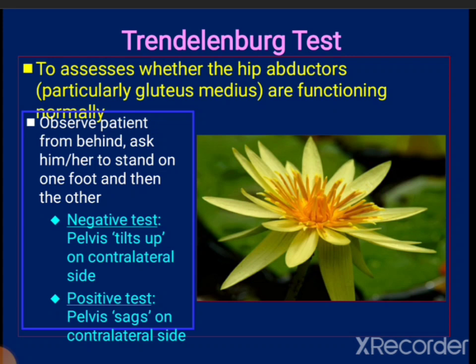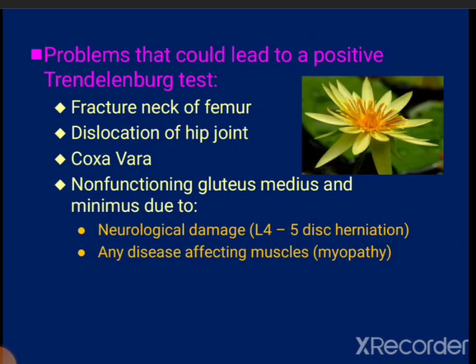Then the Trendelenburg test to assess whether the hip abductors, especially the gluteus medius, are functioning or not. We observe the patient from behind and ask him to stand on one foot and the other. In the negative test the pelvis tilts up on the contralateral side, that is the opposite side, and in the positive test the pelvis sags on the contralateral side.